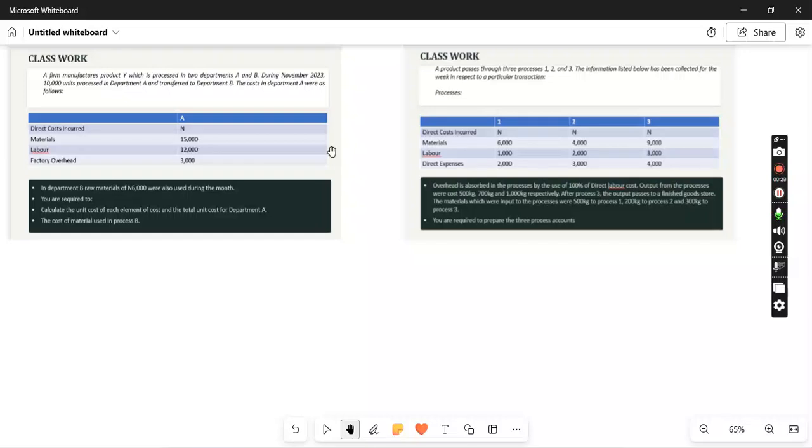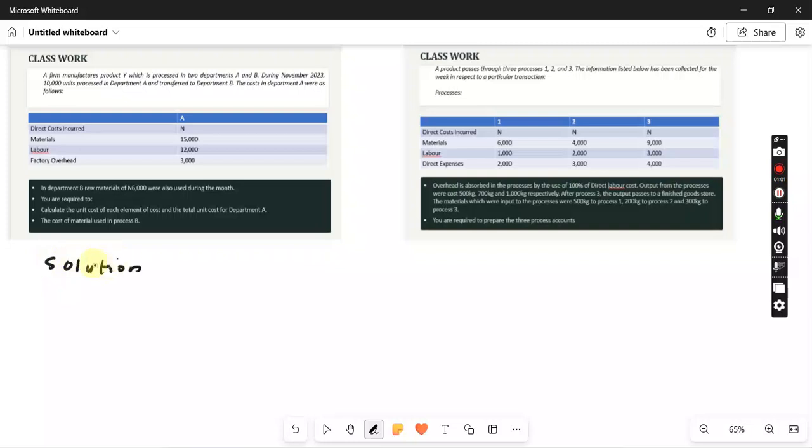We have direct cost. We have the breakdown of the cost: material, labor, and factory overhead, and we have the total cost here. In department B, raw materials of 6,000 naira were also used during the month, meaning additional cost incurred in department B for the next process. Now you are required to calculate the unit cost of each element of cost and total unit cost for department A. So let us look at the solution to the first question.